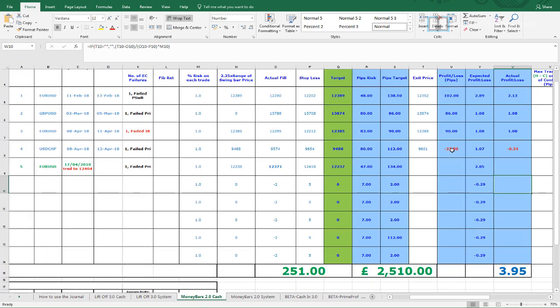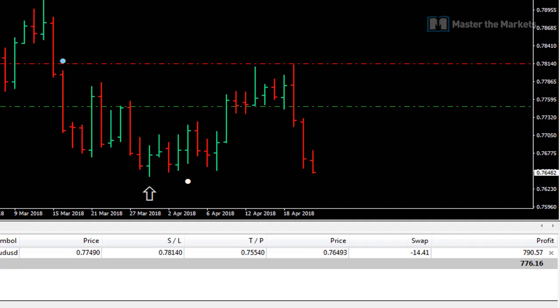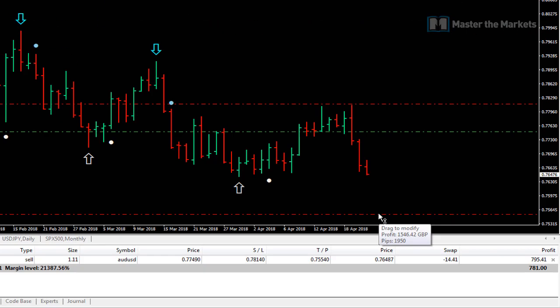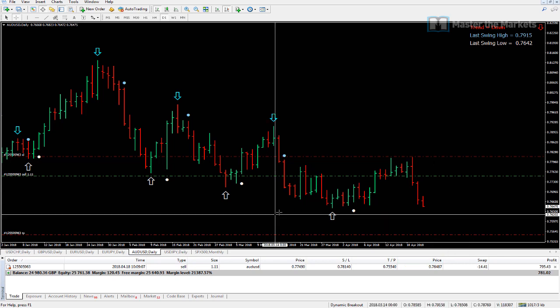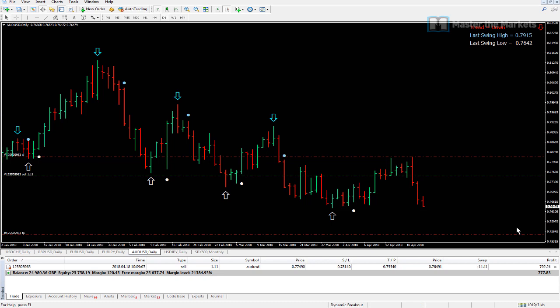year. Combined with the Money Bars is of course quite a healthy profit, and you can see here this is up around £790 at the moment. We expect this to bank a profit of £1,546. So that's what we're looking for there on that Aussie dollar, very close to breaking its swing low. We'll carry on monitoring these markets.